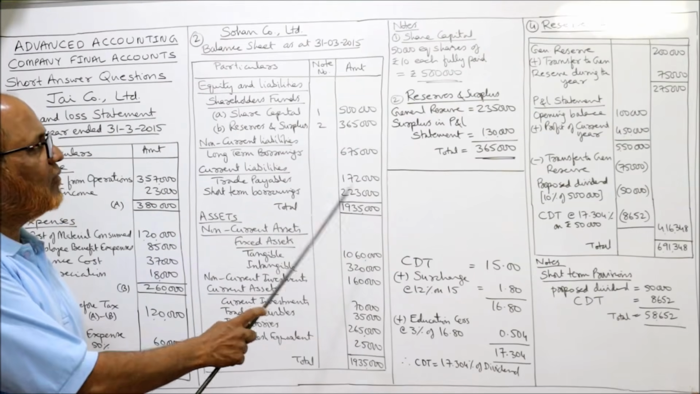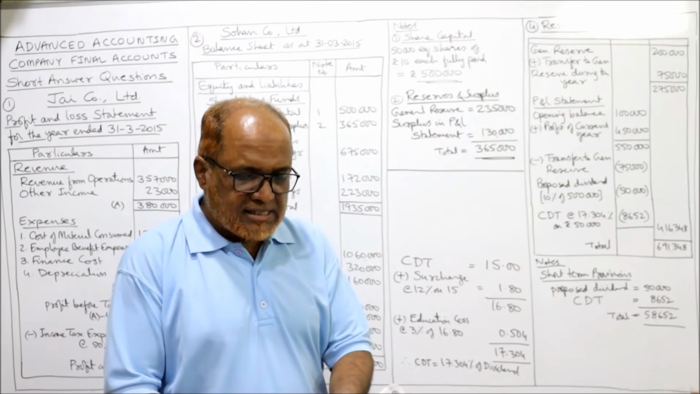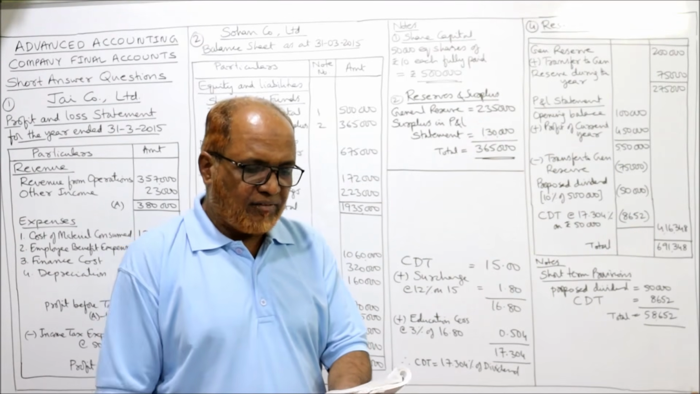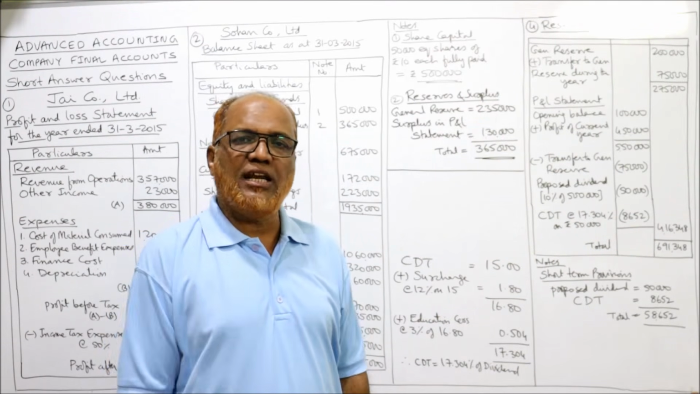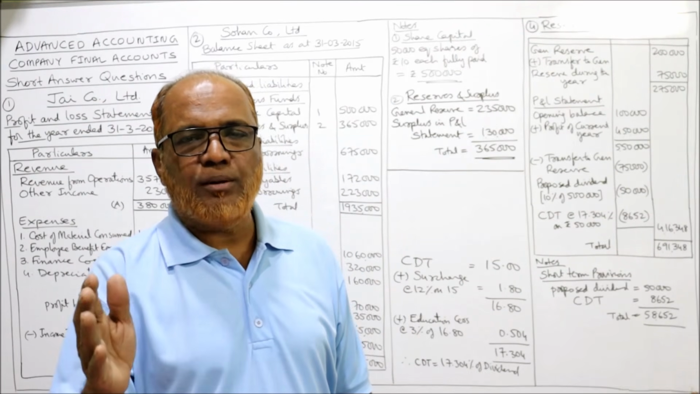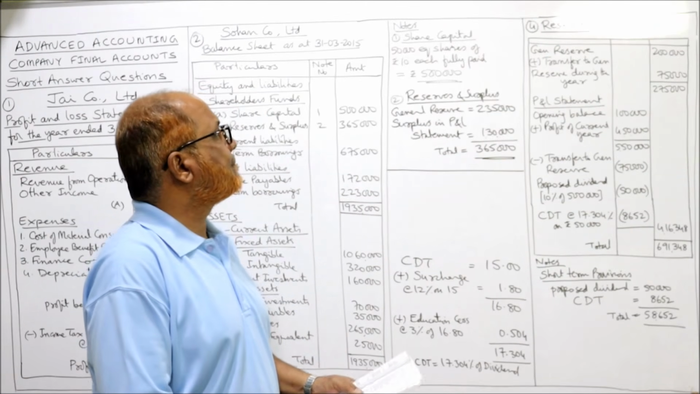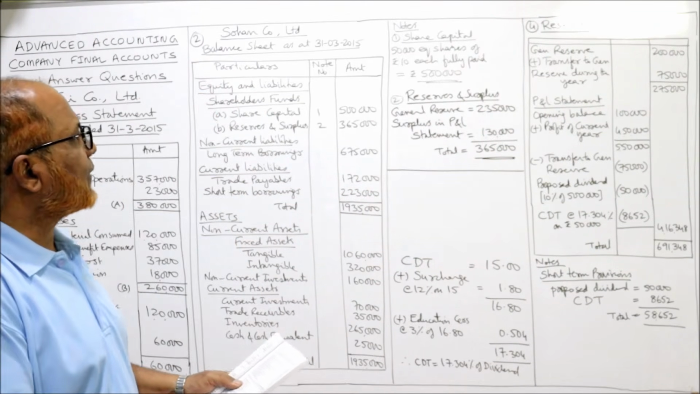That's all. Now we'll come to the third problem. See problem number 3. From the following particulars, ascertain the changes in inventories. Changes in inventories: actually, opening stock, closing stock of work in progress, raw material, finished goods. How will it be taken in the balance sheet?